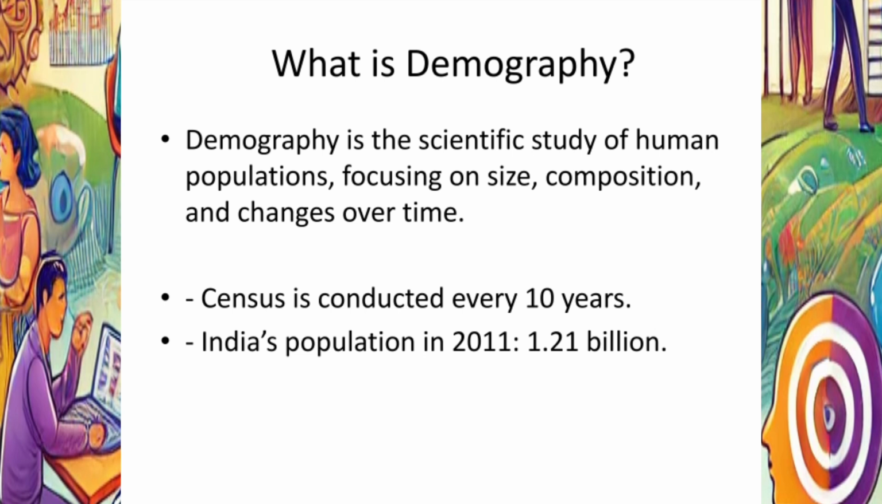Let's begin with the basics. The term demography refers to the scientific study of human population. It examines aspects like population size, composition, and changes over time. For example, the number of people in a country, their age distribution, and migration pattern are all part of demography. To gather this data, India conducts a census every 10 years.